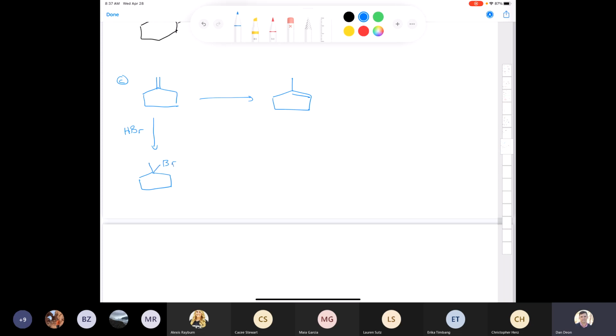There we go. Now, if we want to abstract the more hindered proton, if I was to pull off this proton, I would not get the correct product. However, if I pull off this proton, I will get this molecule. And so for that, I'm going to have to use an unhindered base. Can anybody make a suggestion? And it's not a trick question. Just throw me an unhindered base that you would choose.